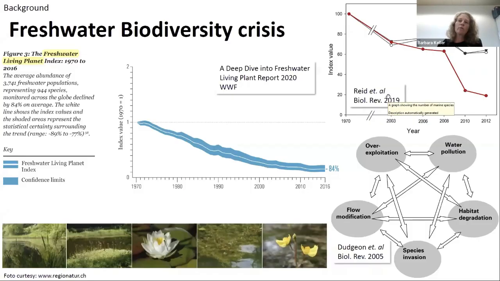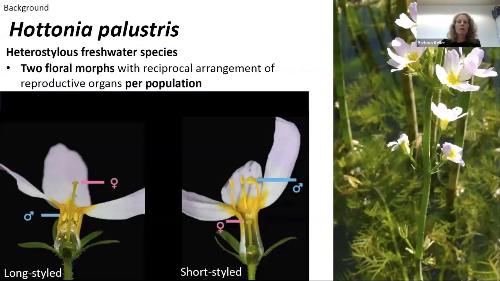As you all know, we are in the midst of a biodiversity crisis, and freshwater biodiversity is especially hard hit, as you can see on the figure in your right top corner. Maybe because aquatic habitats have degraded rapidly, many have been lost, water has been polluted, and the flow regime has been changed. The study species I'm working with is Hottonia palustris.